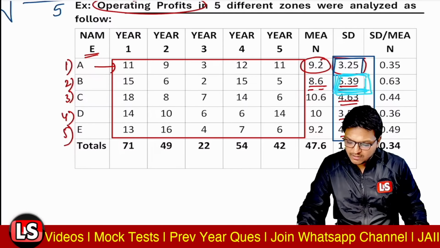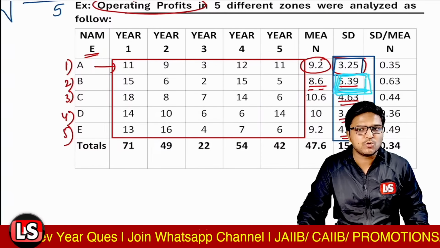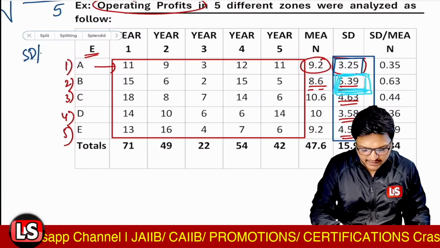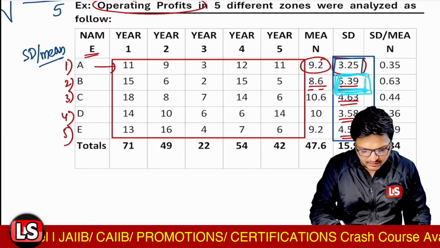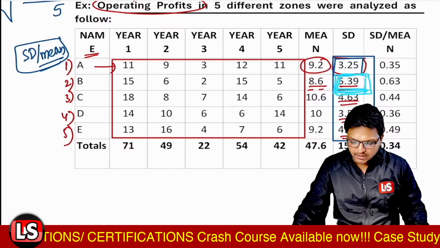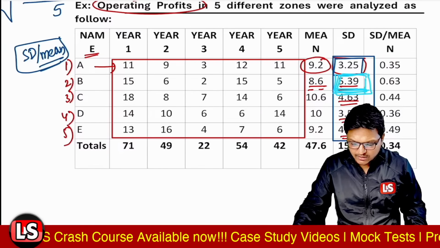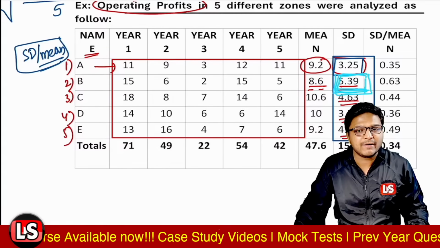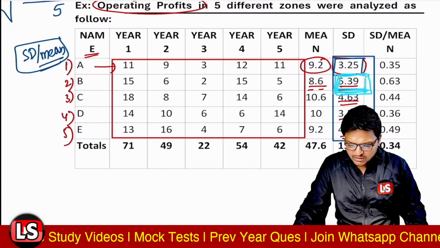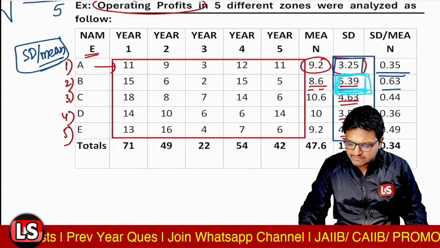And after that, to compare the different zones, I told you already, we'll be calculating what factor? We'll be calculating standard deviation divided by the mean factor. Whatever mean we calculated, we need to calculate the factor of the standard deviation divided by mean, and for the different zones we calculate these values.